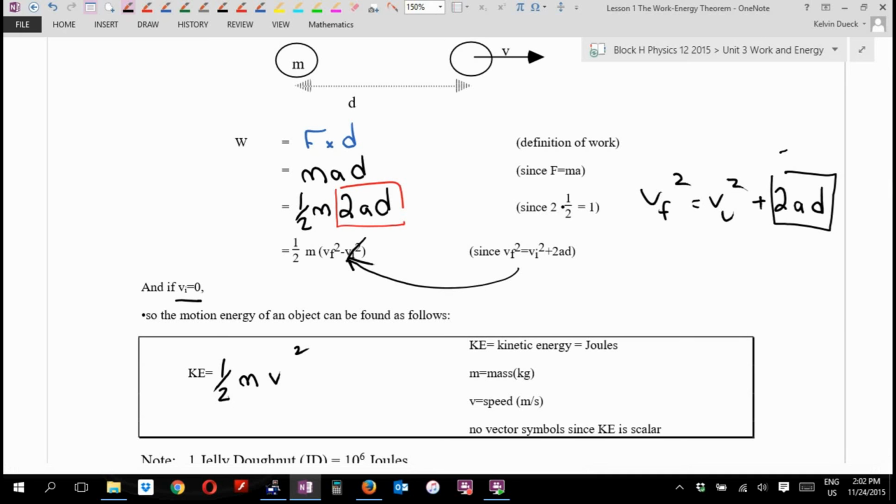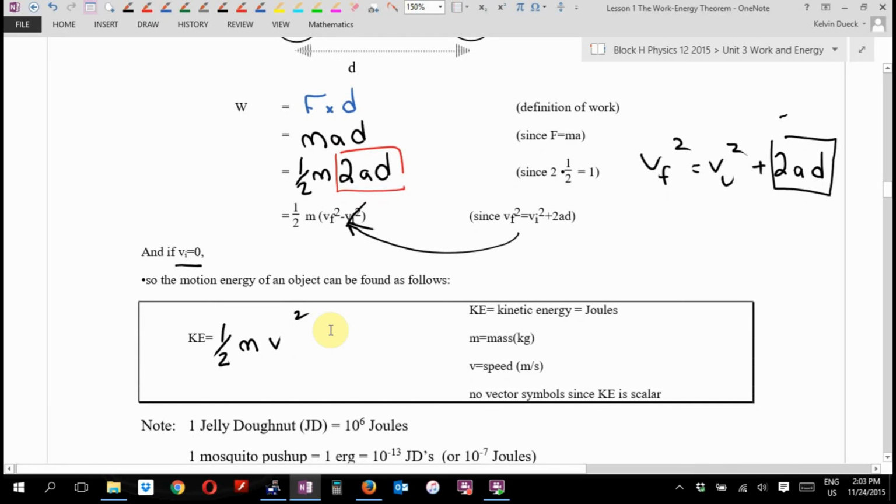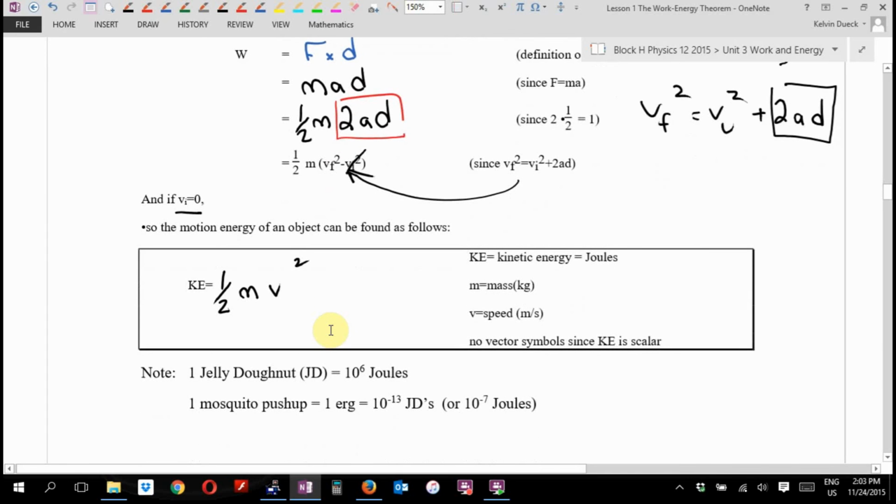KE is the kinetic energy an object has in joules, m is its mass in kilograms, v is its speed, not vector, just its speed. I don't care about direction, I don't care about velocity, just its speed, which means direction is irrelevant. So no vector symbols, because kinetic energy is a scalar, half mv squared.